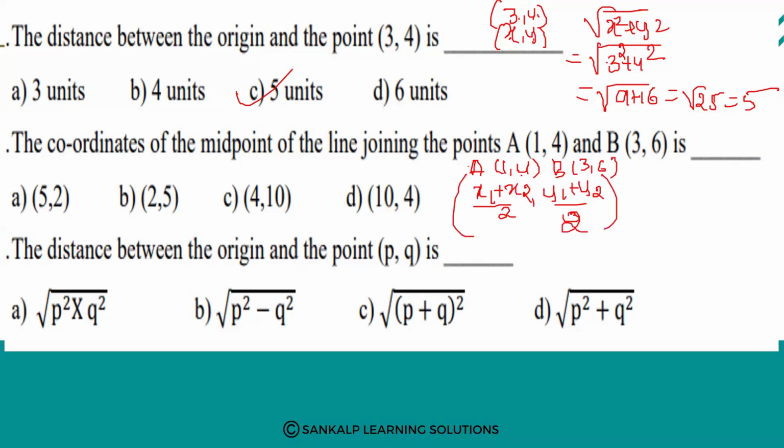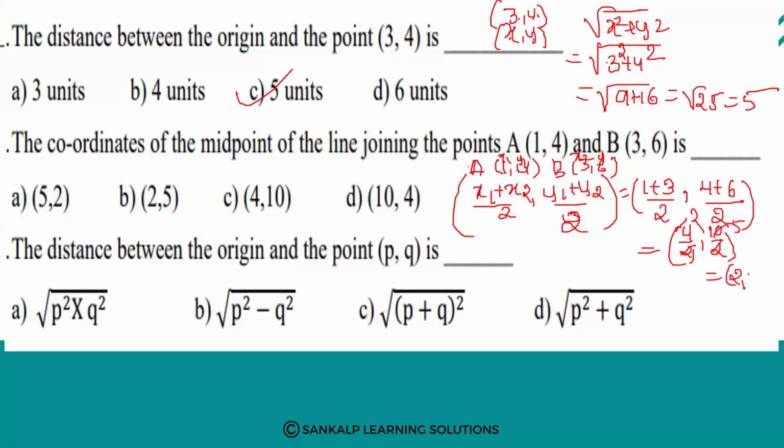Okay. So x1 value is, this is x1 y1 and this is x2 y2. X1 value is 1 and x2 value is 3 divided by 2. y1 value is 4, y2 value is 6 divided by 2. 1 plus 3 it is 4, 4 divided by 2. 4 plus 6 it is 10 divided by 2. You will get 2 and 5. So which option is right here?